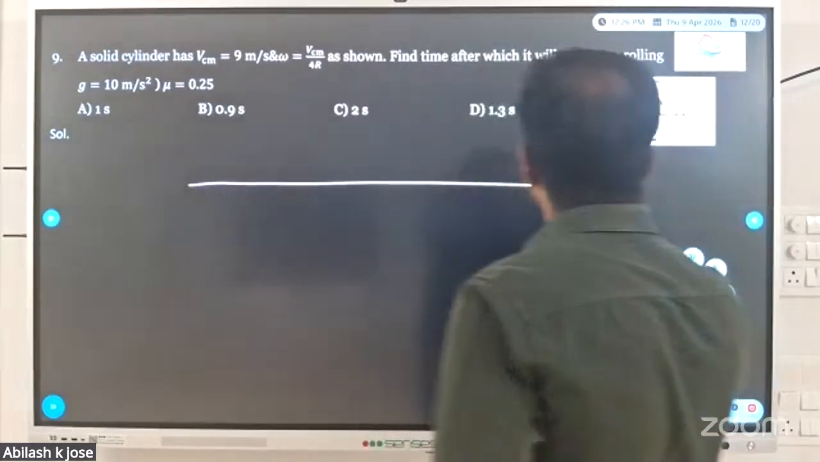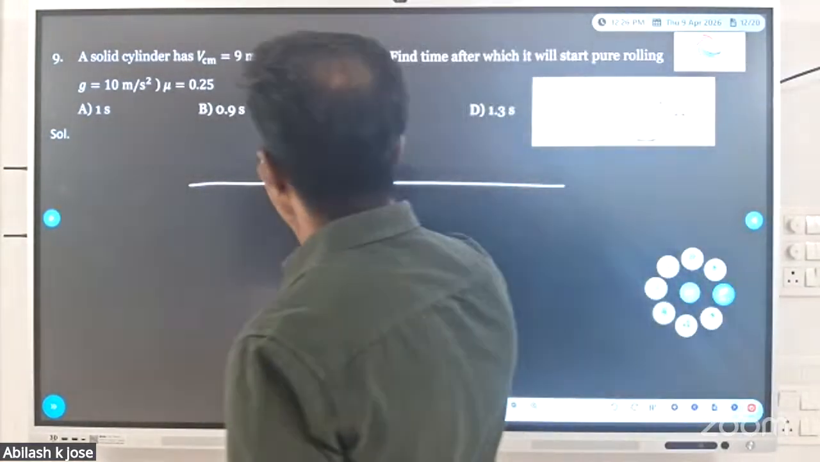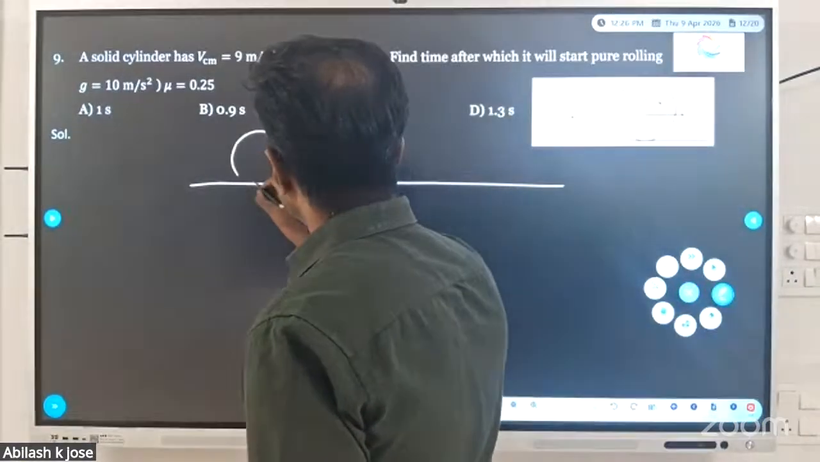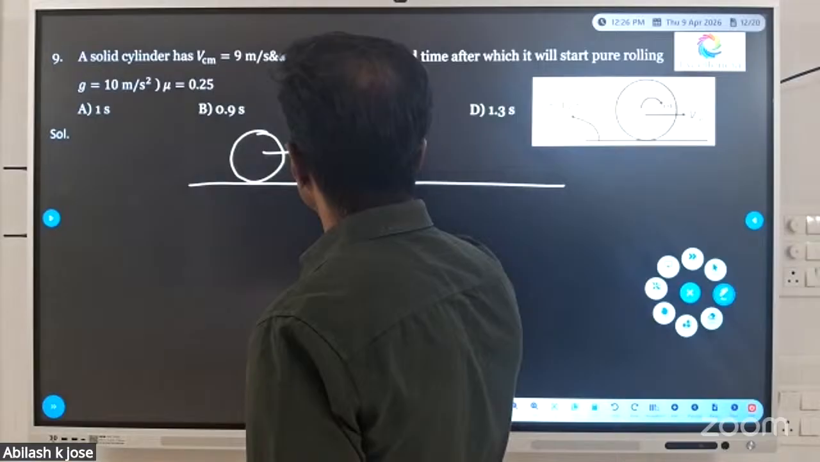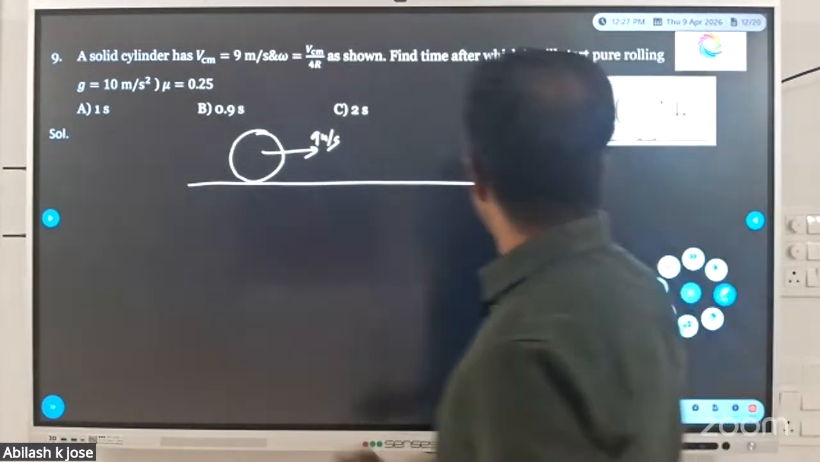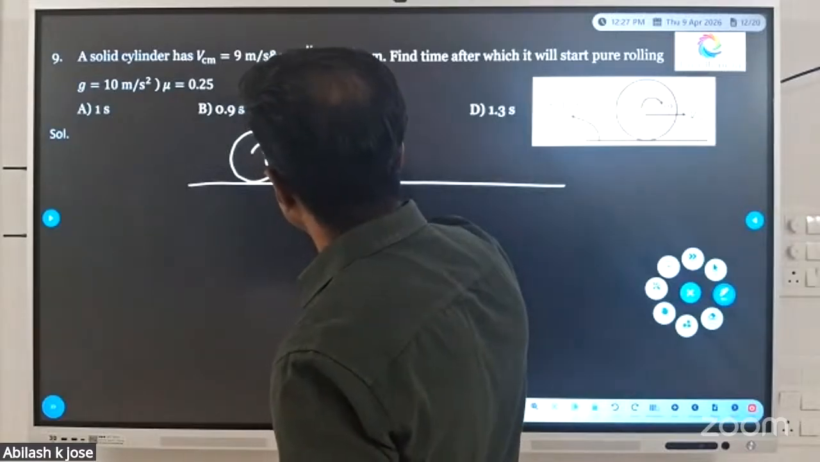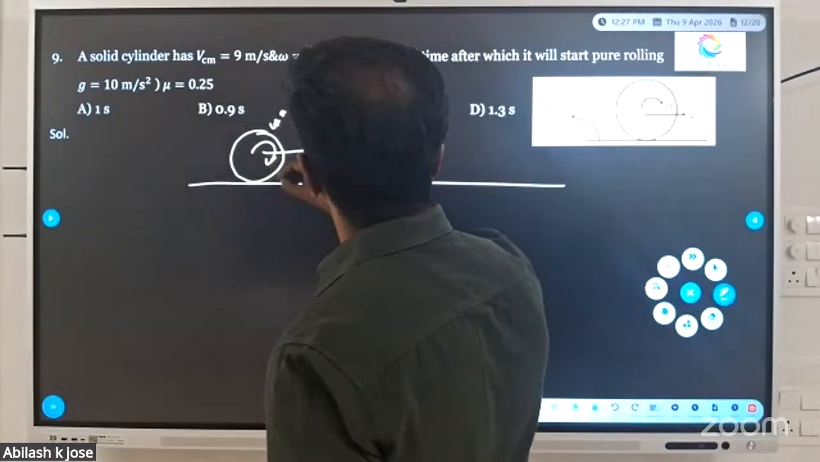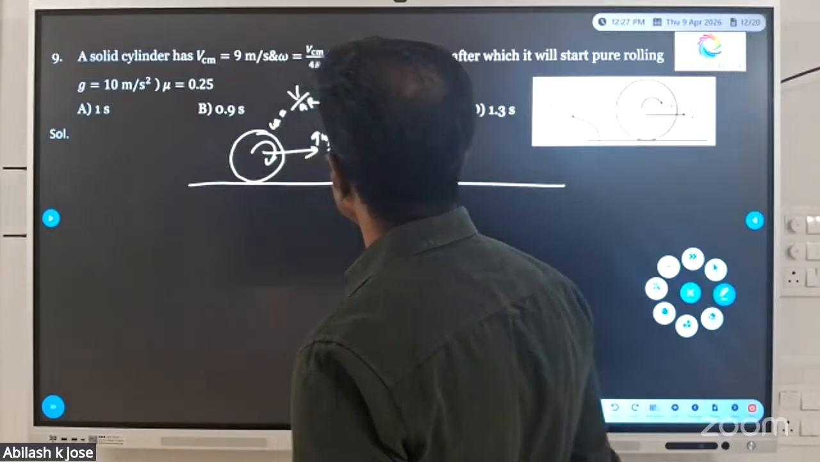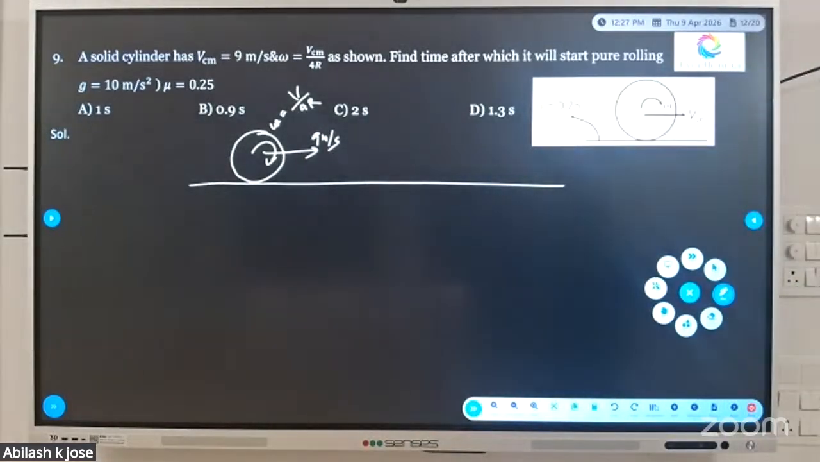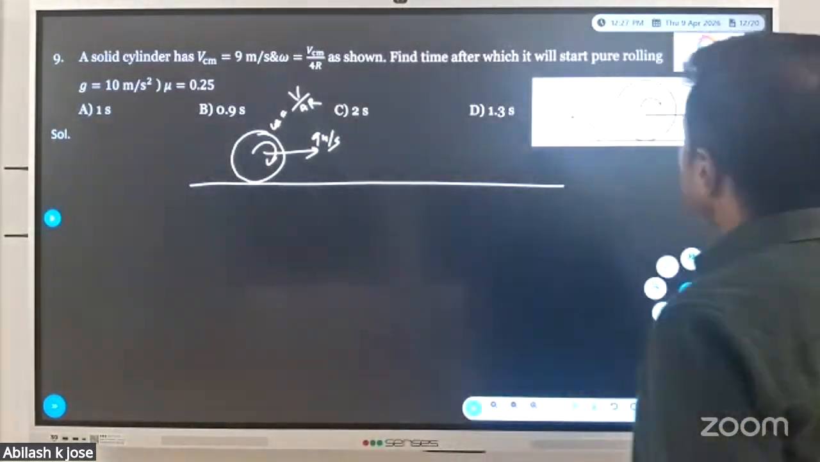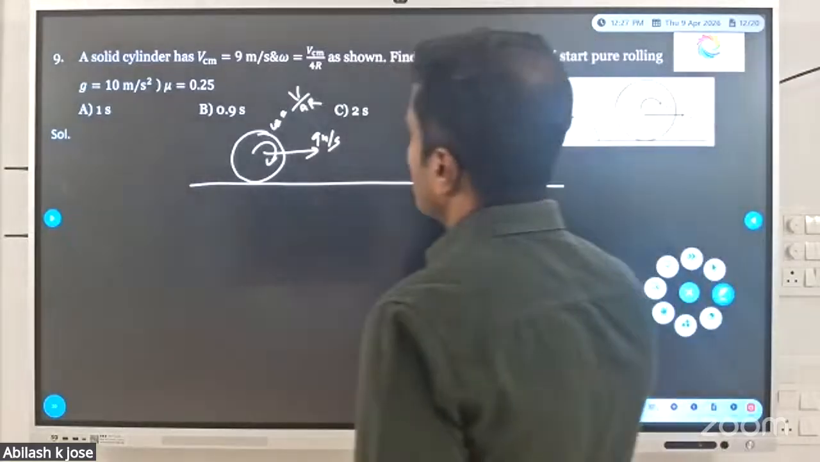So what is given: there is a solid cylinder whose center of mass is lying at rest. And the angular velocity omega of the cylinder is given as v by r, and v is equal to 9 meters per second. Find the time after which it starts to roll.